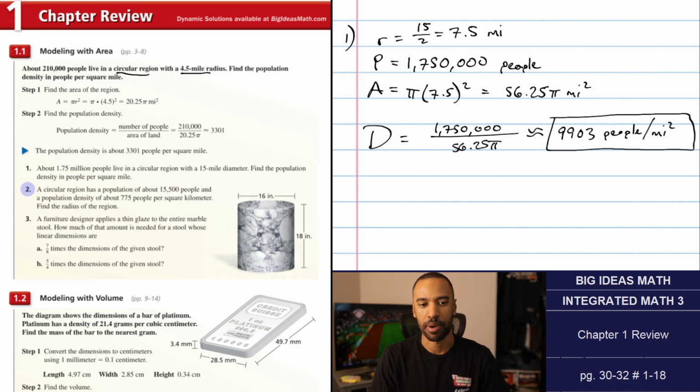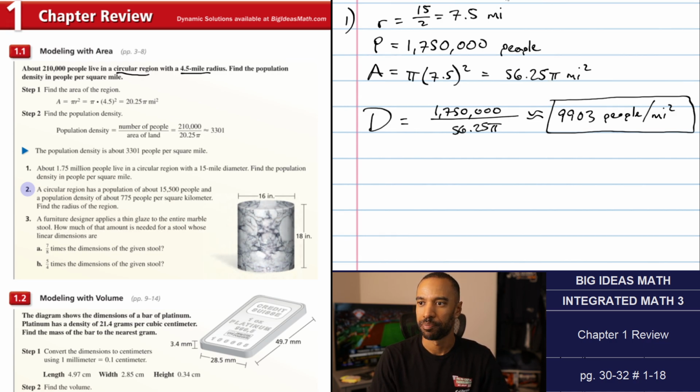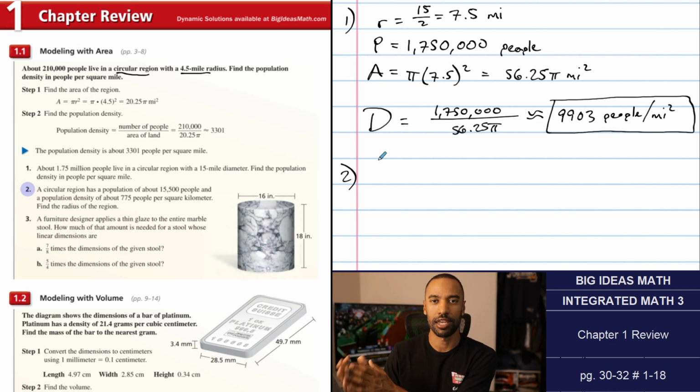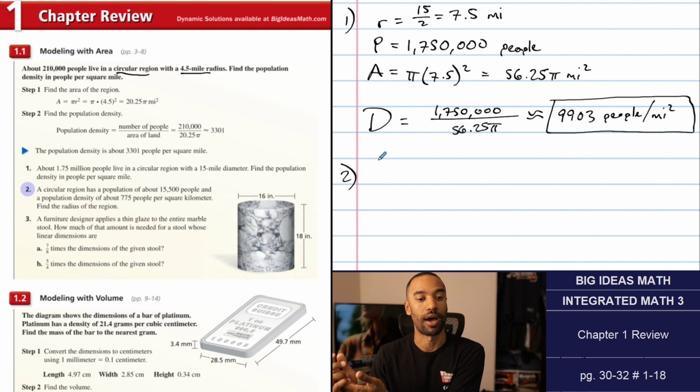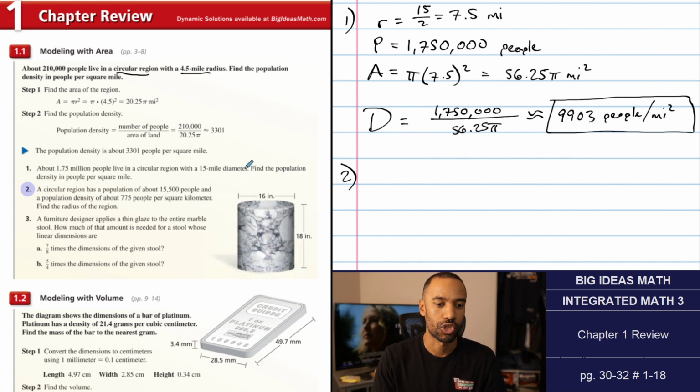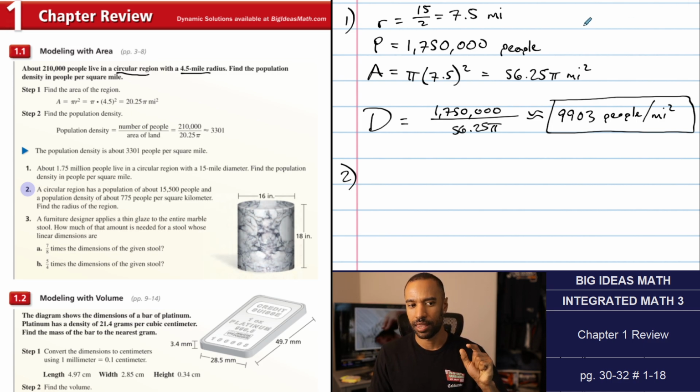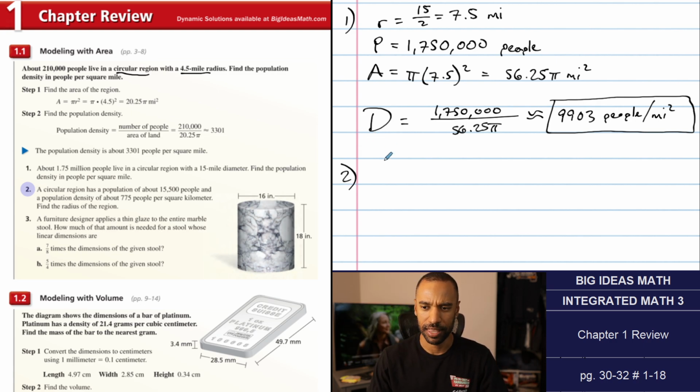A circular region has a population of about 15,500 people and a population density of about 775 people per square kilometer. Find the radius of the region. Now, as I just said, to look into what you do need, don't need, and how to convert things, sometimes I check and see if they ask. It says find the radius of the region. It doesn't say in kilometers, in meters, in whatever. So I'm going to assume they want kilometers because they have square kilometers for area. So there's that. Now, on this one, we need the radius of the region. That's within area. So we'll dive into that one as a whole.